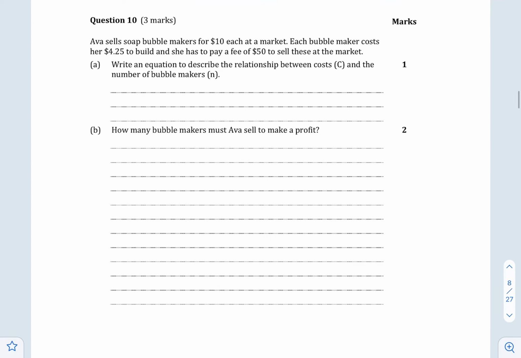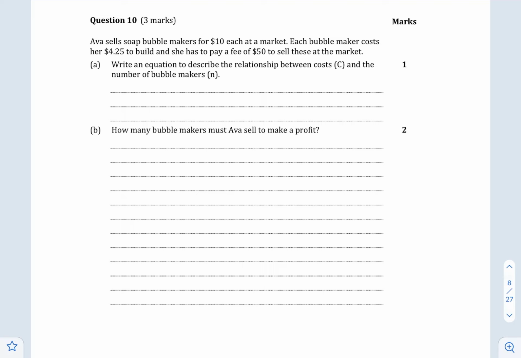Next, Avis sells soap bubble makers for $10 each at a market. Each bubble maker costs her $4.25 to build, and she has to pay a fee of $50 to sell these at the market. We need to write an equation to describe the relationship between costs and the number of bubble makers. So I'm going to highlight some things in the line above.